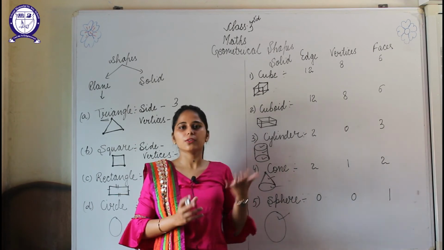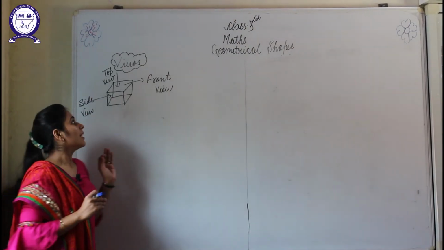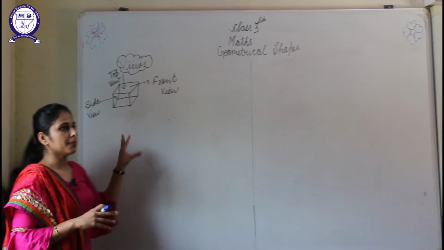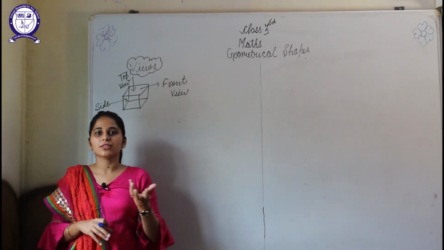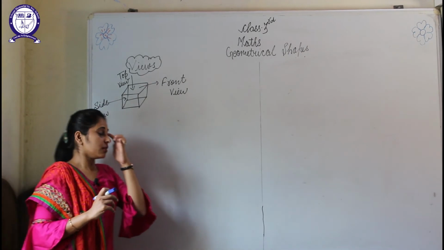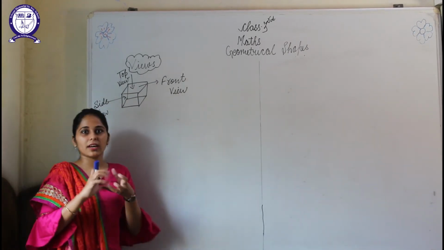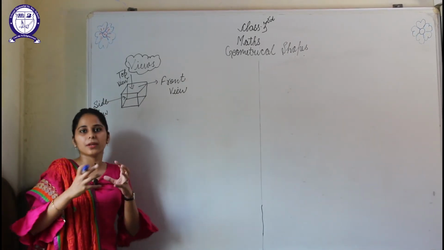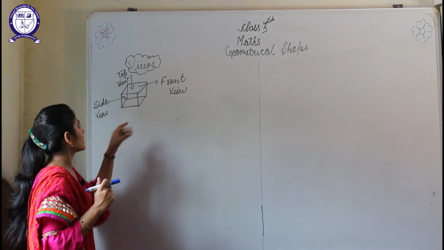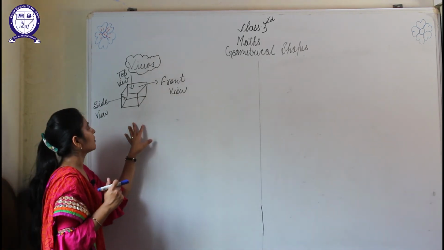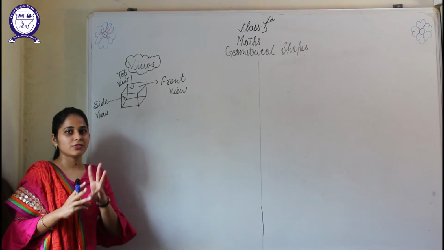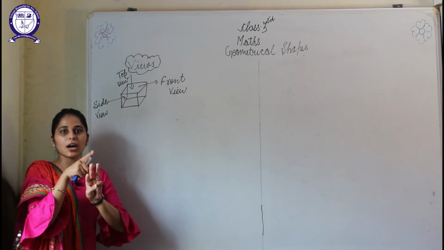Now students, moving towards views. Now students, here I have drawn a cube. You can also take a Ludo dice with you, or a Rubik's cube, you can take that also, students. And to refer to these views, how many types of views are there? 3. Top view, front view and side view.